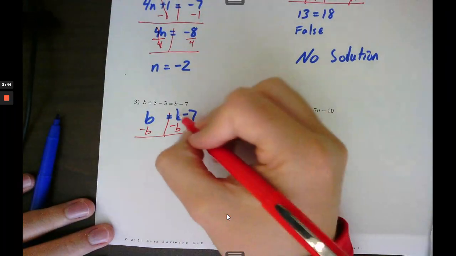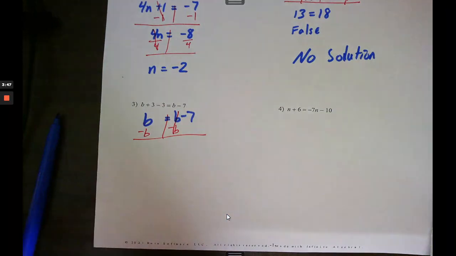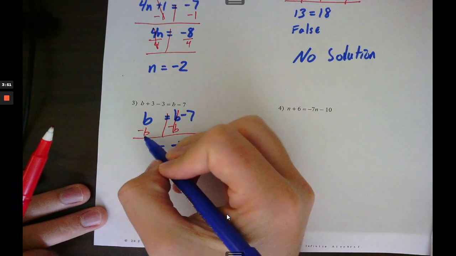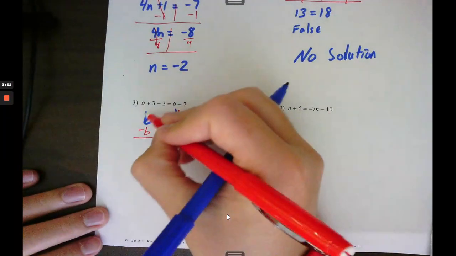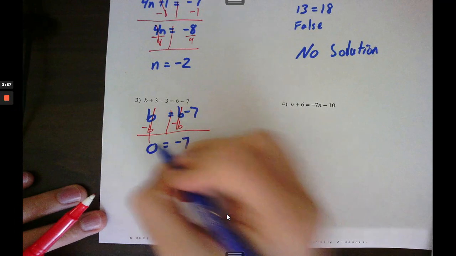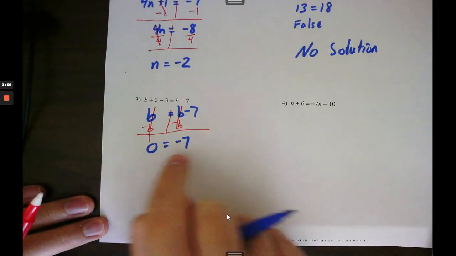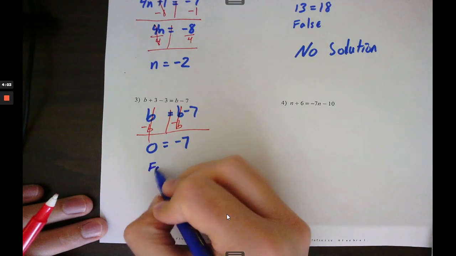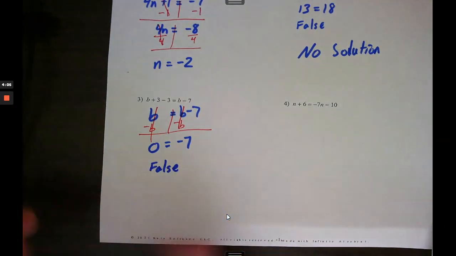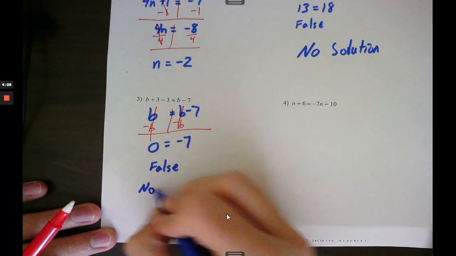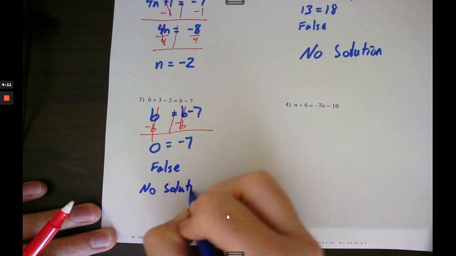and see what we're left with. So b minus b cancels out. On this side I am left with negative 7. b minus b, that cancels out. You may say, well, what's left? Well, nothing. So 0. So I have 0 equals negative 7. Again, that's a false statement. That's not true. The variables all canceled out, and I'm left with a number equals a number, and it's not a true statement. Therefore, this is no solution.